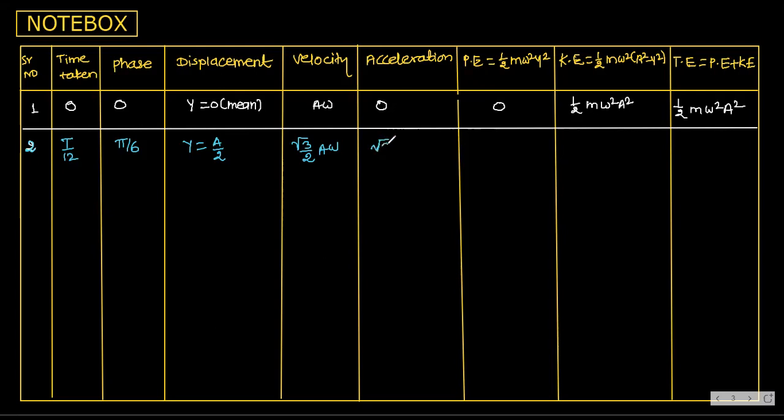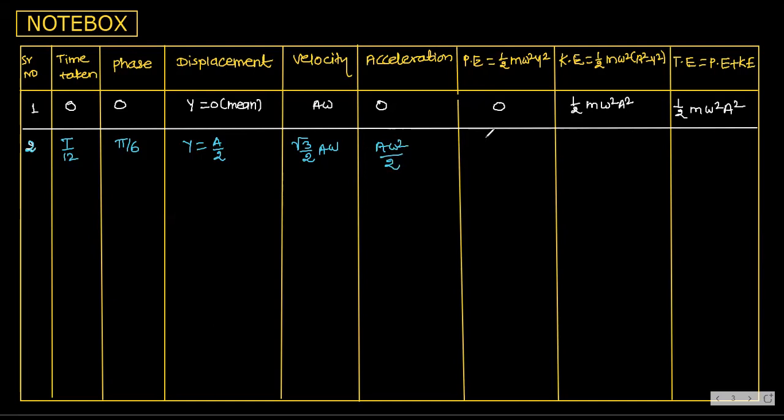So root 3 by 2 a omega square... acceleration is omega square into y. So yes, y is a by 2, so here it should be a omega square by 2. Okay, a omega square by 2.